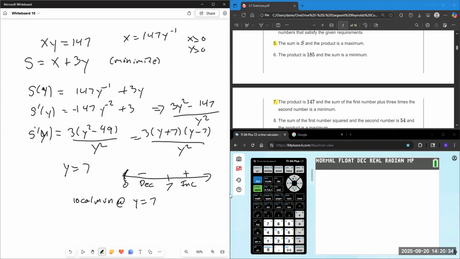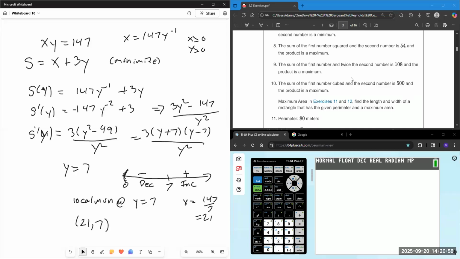And that makes x equal to 147 over 7, which is 21. So my numbers are 21 and 7 for my xy ordered pair, where my minimum sum occurs and the product is 147. Moving on now to number 15.